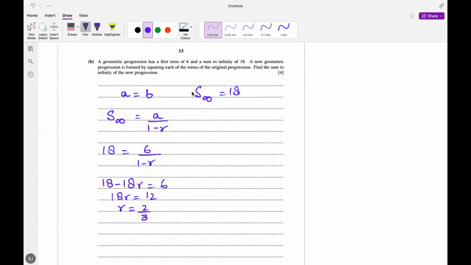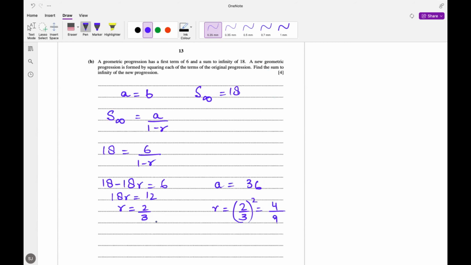Now it says that a new geometric progression is formed by squaring each of the terms of the original progression. We can assume that for the new progression, the first term will be the square of 6, which is 36. This also means that the common ratio will be the square of the common ratio of the first progression. So in this case, the common ratio will be the square of 2 upon 3, so the common ratio will become 4 upon 9.